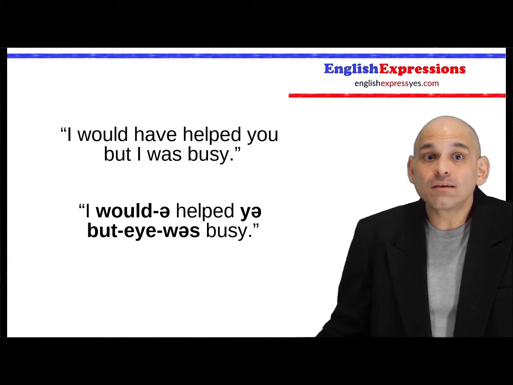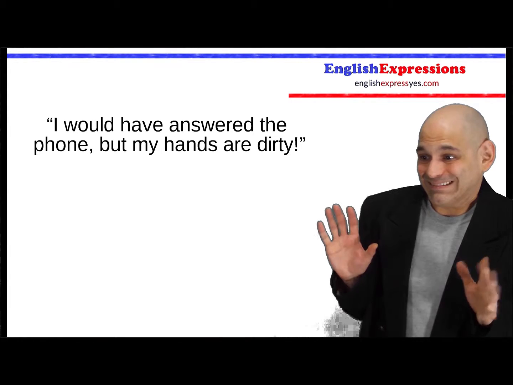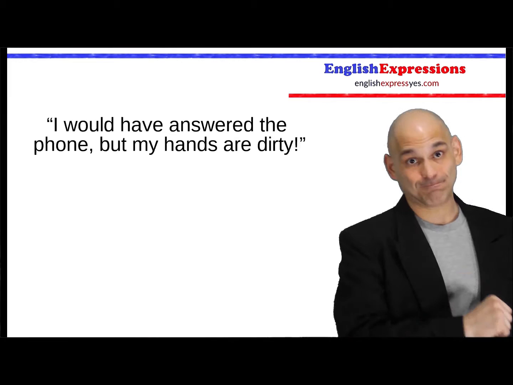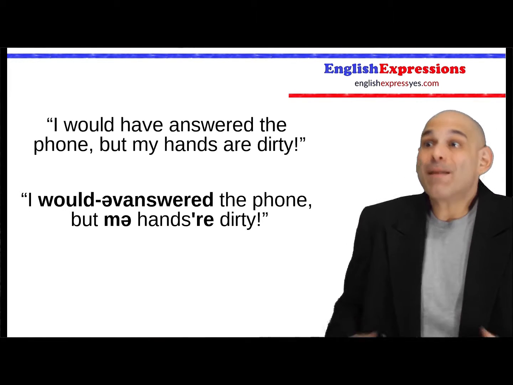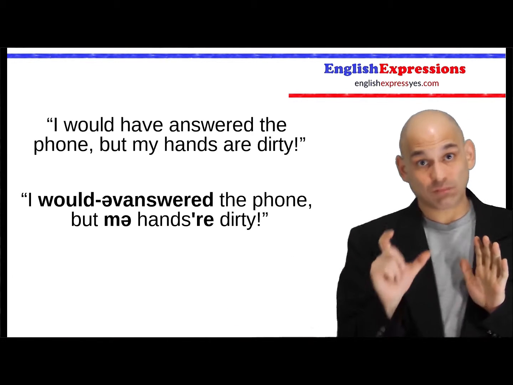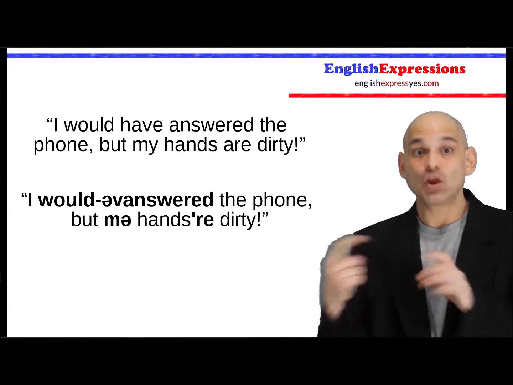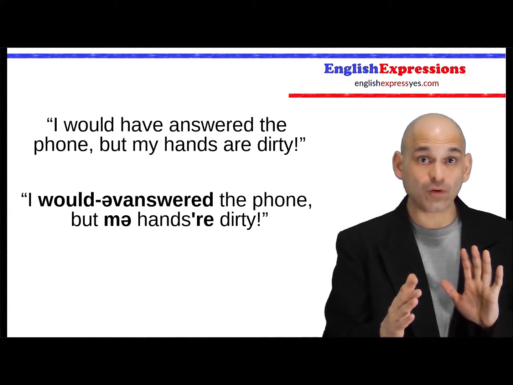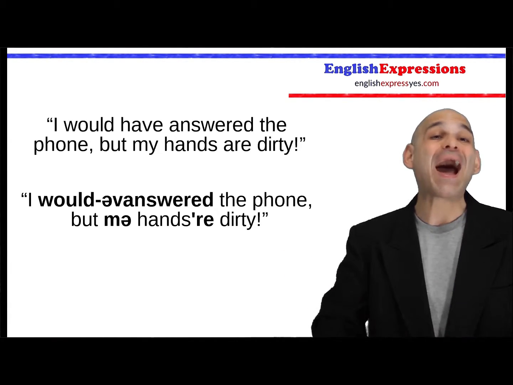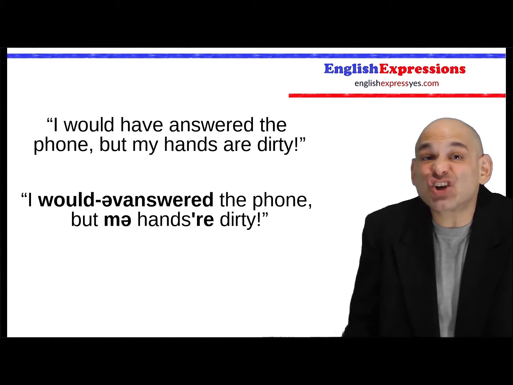But I was busy. I would have answered the phone, but my hands are dirty. Okay, a native English speaker wouldn't say that. A native English speaker would have said, I would have answered the phone, but my hands are dirty. Okay, here, answered, the main verb, starts with a vowel. So we say would have answered, and we link them. Would have answered the phone, and here, my is a possessive pronoun. But we don't say my, it's too long. But ma, we schwa. But my hands are.